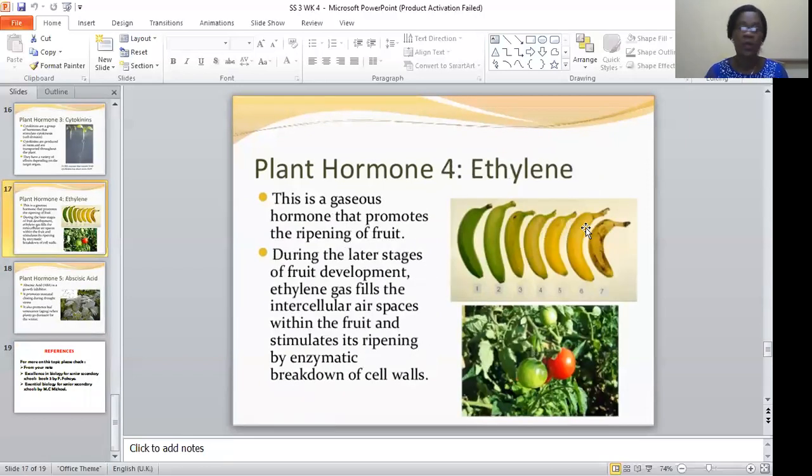The next one is a growth inhibitor. The first three we talked about are growth promoters. This one is a growth inhibitor, which is ethylene. Ethylene is a gaseous hormone that promotes ripening of fruit. You can see from this banana here, the first 5, I think, are well ripened, while the other 2 are just getting ripe. This is as a result of ethylene.